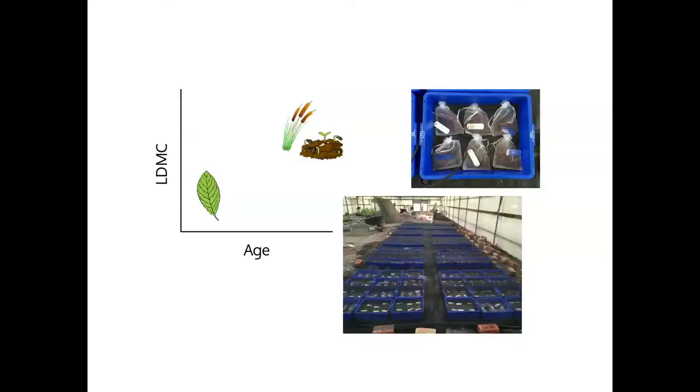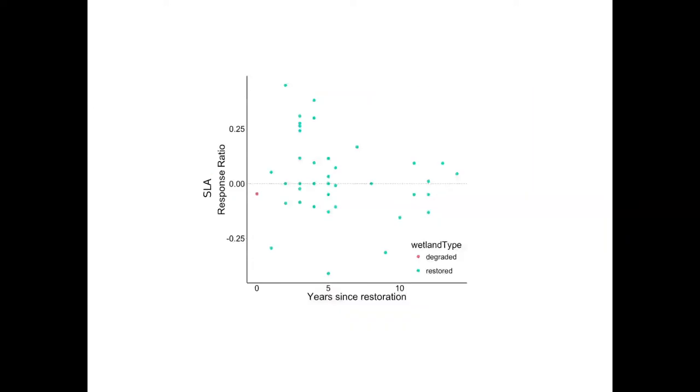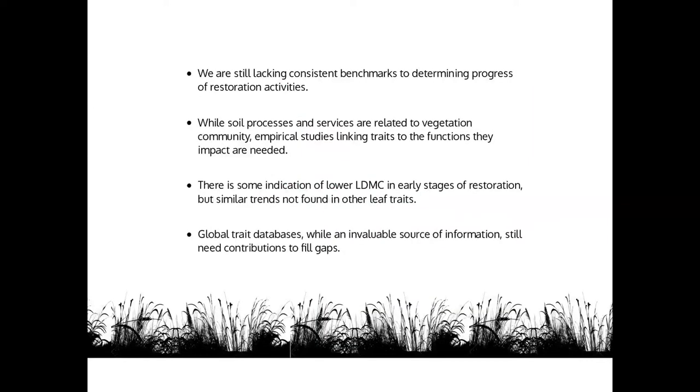And these kinds of empirical studies may be what we need moving forward, because larger comparisons using the databases is not as possible when you have these gaps, and perhaps empirical studies that better try and link the tie between the trait and the function that it relates to will allow us to increase our power in making these analyses in the future. So I'm running out of time, so I'll just conclude with that.